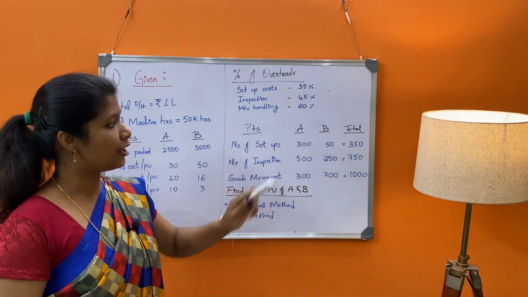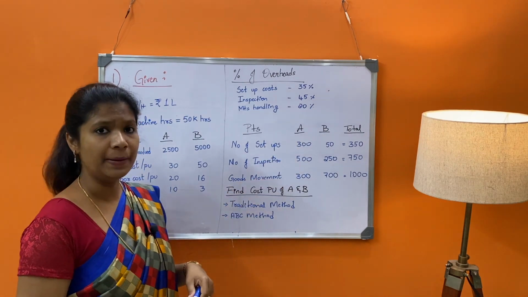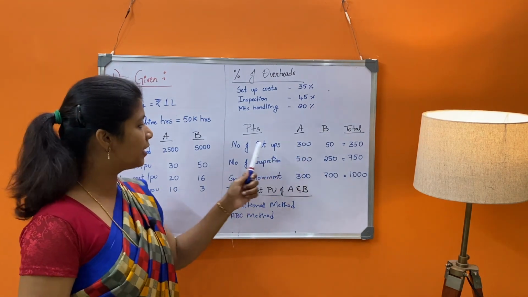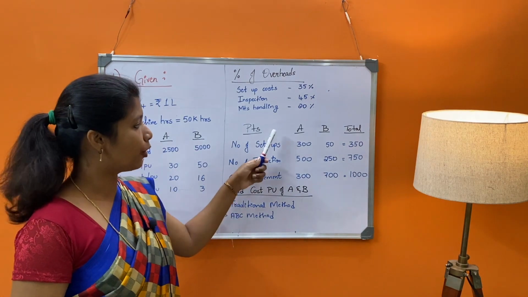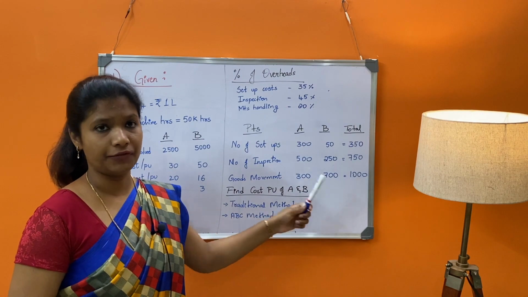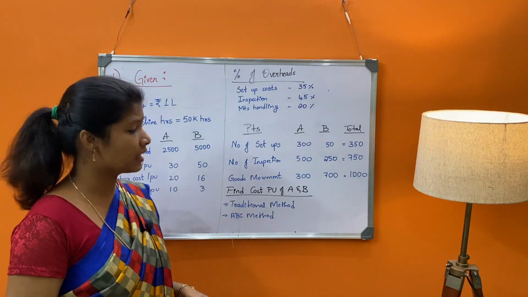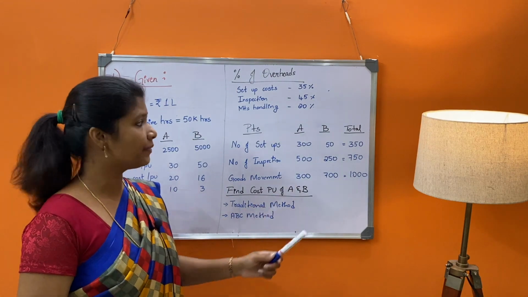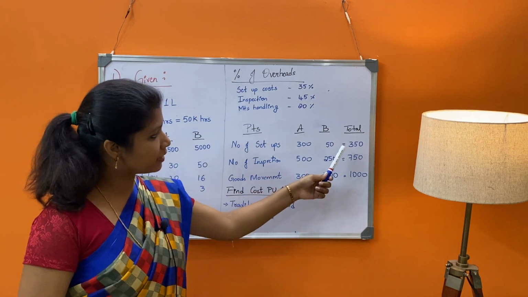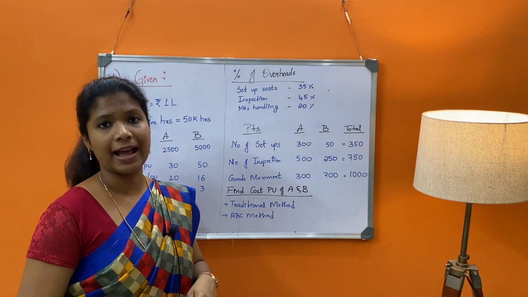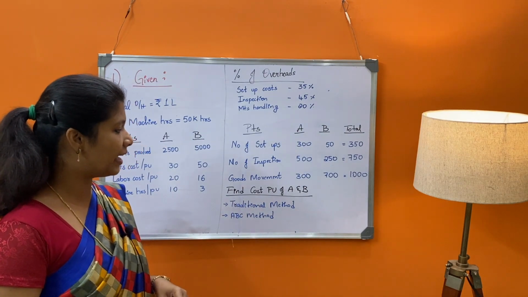Particulars A, B and total. Number of setups, that is for product A is 300, product B is 50. Next, number of inspections done for a machine, product A 500 and product B 250. And goods movement, that is the handling of materials, 300 for A and 700 for B. So these are the totals given, 350, 750 and 1000. And that's it. Find the cost per unit of A and B.